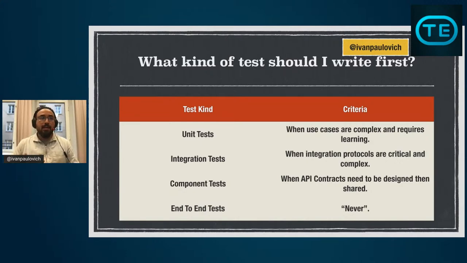Yes, and different kinds of applications would require focusing on different kinds of tests. If your application has complex use cases and you also have to discover what the use case looks like, you might have to start with unit tests. For other kinds of applications, you have a weirdo protocol, an unusual service that you have to start using, and you might want to write integration tests against those. Component tests are usually when you want to define the contract. You might have to start defining a contract because another squad will use that soon enough. And I wouldn't write end-to-end tests as a starting point. I haven't found that case.